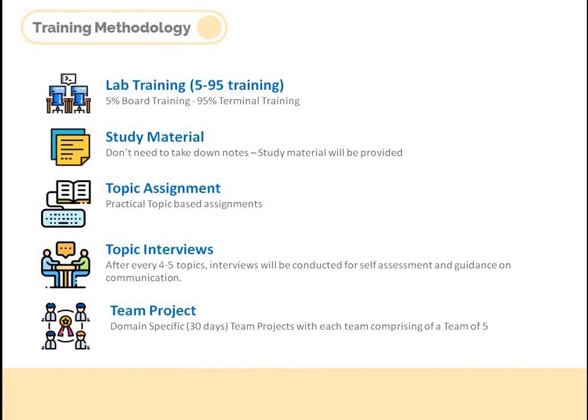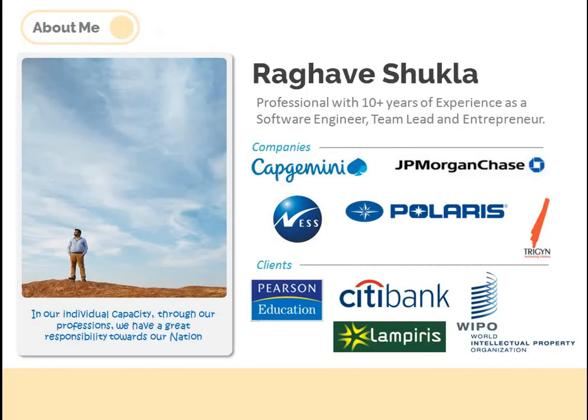Now this is about me. Well, I'm Raghav, and I'm a professional with 10+ years of experience as a software engineer, a team lead, and an entrepreneur with some of the top services companies of the world, including Capgemini, which has more than 260,000 employees, and JP Morgan Chase, which does not require any introduction. It is the world's biggest bank, the bank which financed Thomas Edison in the electrification of America.